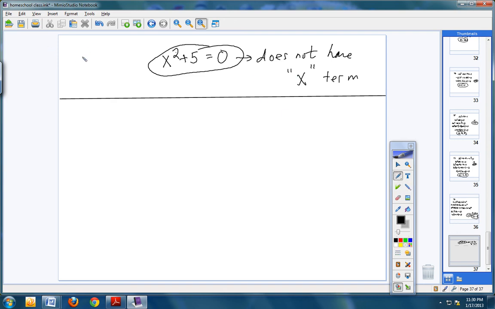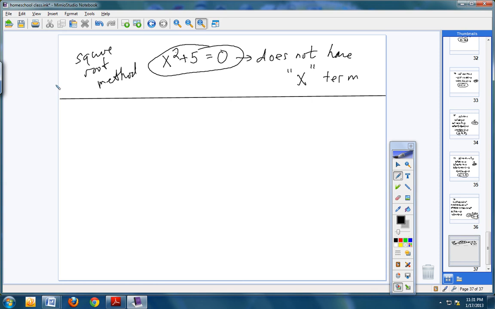The only time you can use the square root method is when the quadratic does not have an x term. Please don't forget that. Okay, so with that in mind, let's get after it. I'm going to read the steps out loud, and you can follow along if you would like to. Step 1 says simplify both sides of the equation as far as possible.